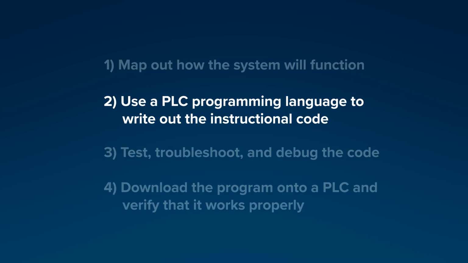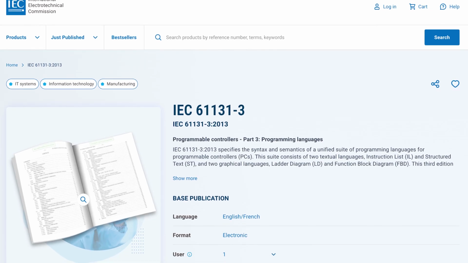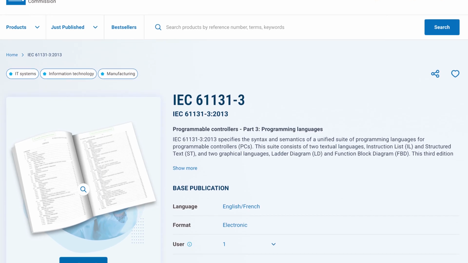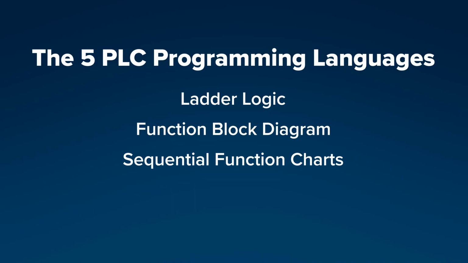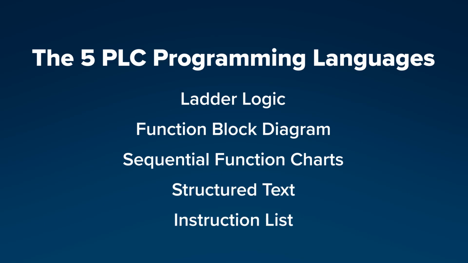The 5 PLC programming languages defined in the International Electrotechnical Commission's Standard IEC 61131-3 are: ladder logic, function block diagram, sequential function charts, structured text, and instruction list. Each of these languages fall into one of 2 categories: graphical or textual. Graphical languages are crafted with visual elements, whereas textual languages are strings of text.